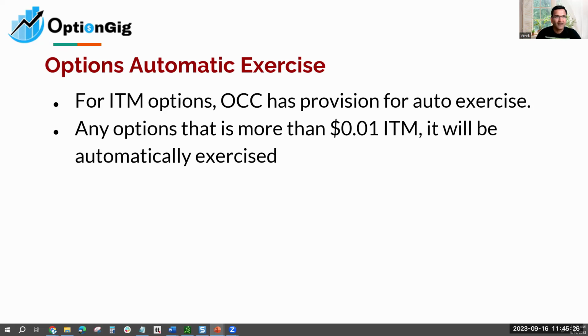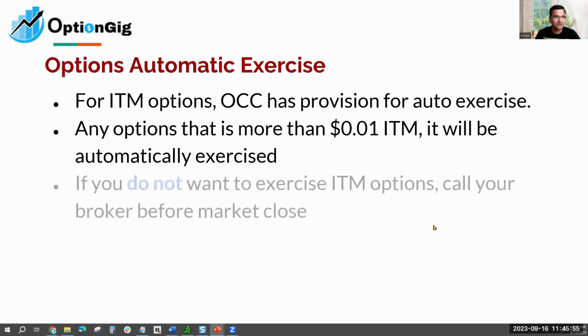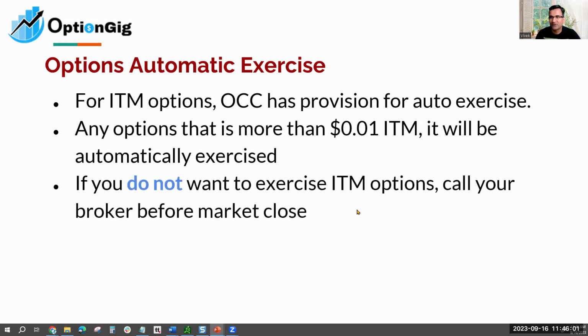Maybe I bought this call option thinking that the shares will be at $60 opening on Monday. Then I can buy it at 50 and sell it at 60. Right? So if you don't want to exercise it, then you have to actually call your broker and tell them not to exercise it. Or you can close your option trade before the market closes. Otherwise, if it is 1 cent in the money, it will get auto exercised.